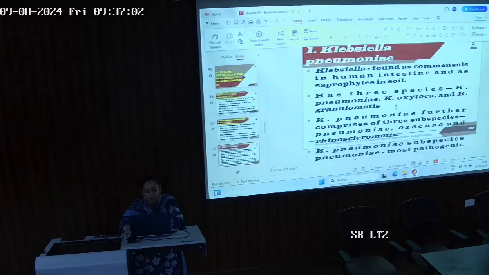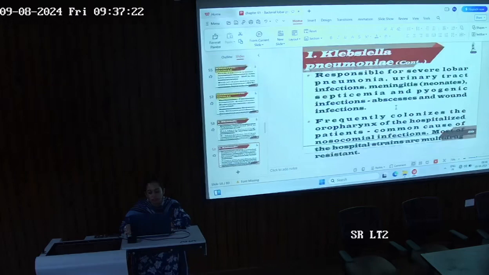It is found as commensals in the human intestine and saprophytes in soil. It has 3 species: pneumoniae, oxytoca, and granulomatis. Pneumoniae further comprises three subspecies: pneumoniae, ozaenae, and rhinoscleromatis. The pneumoniae subspecies is the most pathogenic and is responsible for severe lobar pneumonia, UTI, meningitis, septicemia, and pyogenic infections like abscesses and wound infections. It frequently colonizes the oropharynx of hospitalized patients and causes nosocomial infections in immunocompromised patients also.